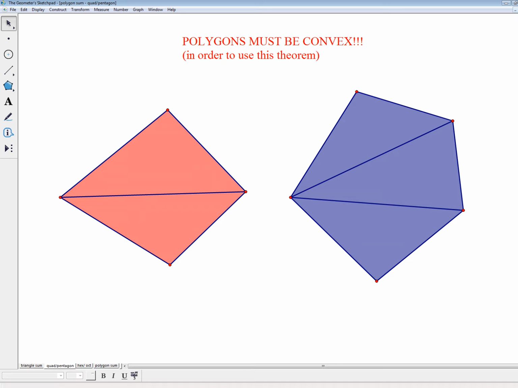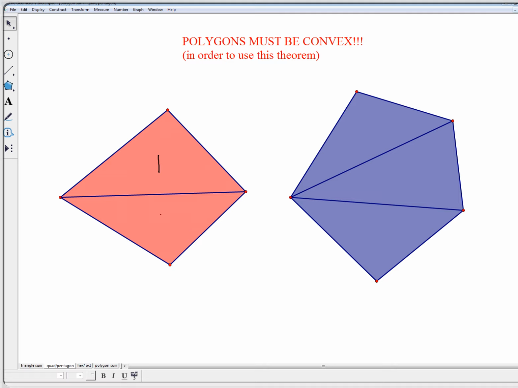And notice now what we have. There we go. I have two triangles making up the interior of this quadrilateral, and I have three triangles making up the interior of this pentagon.